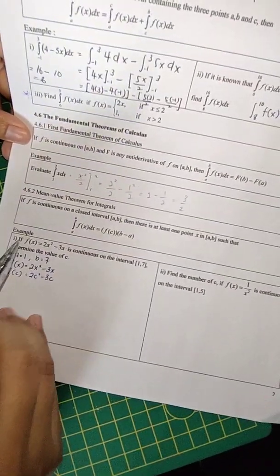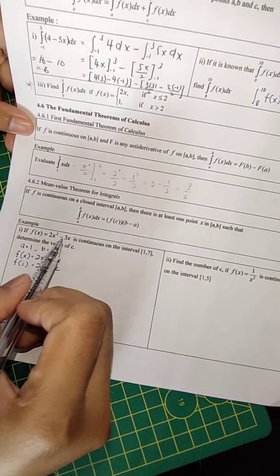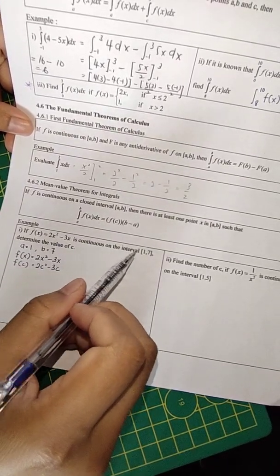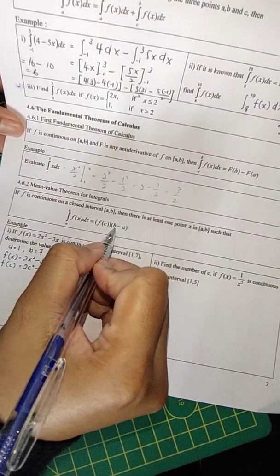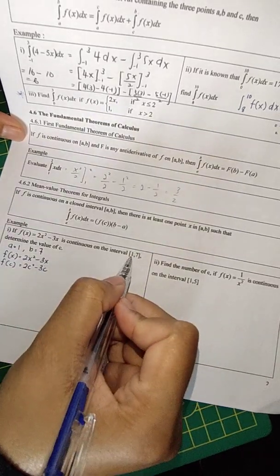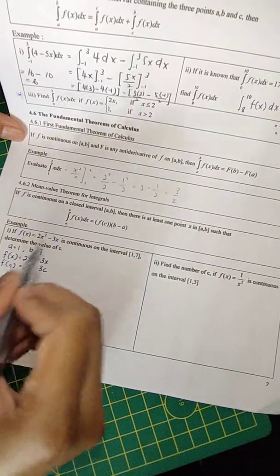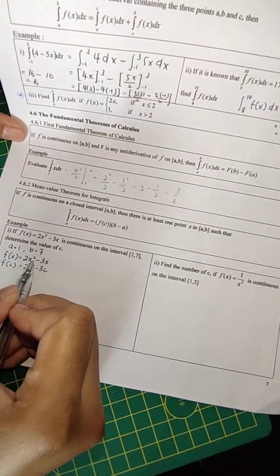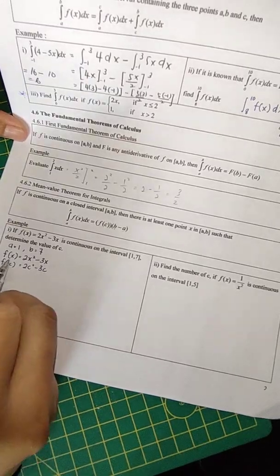So example 1, if f(x) is equal to 2x square minus 3x is continuous on the interval [1,7], determine the value of c. So first kita kena tahu which is b mana satu b mana satu a. So a dia is equal to yang ni lah, 1, b equal to 7. So kita ada f(x) kita which is ni 2x square minus 3x. So f(c) kita adalah 2c squared minus 3c, sebab x tukar jadi variable c.